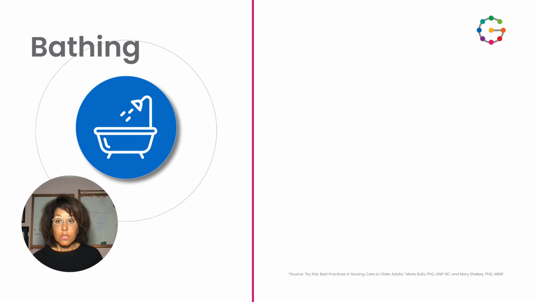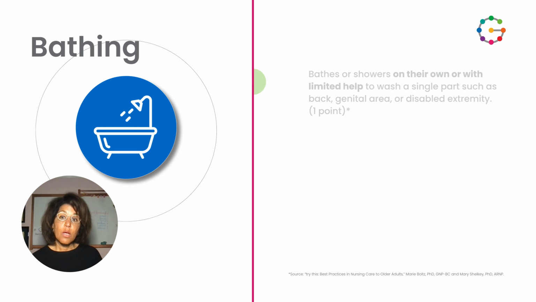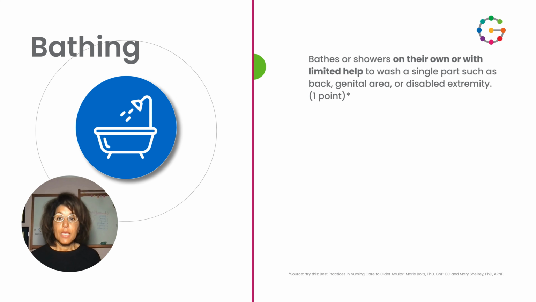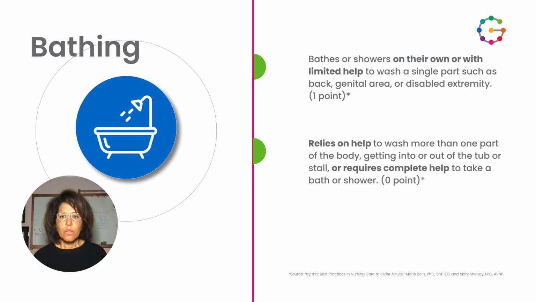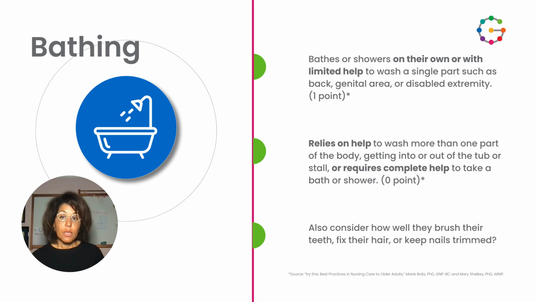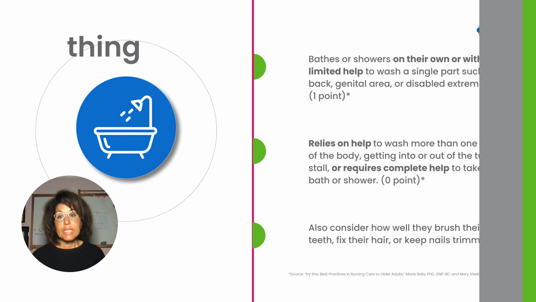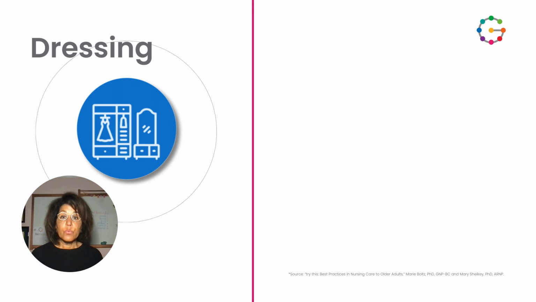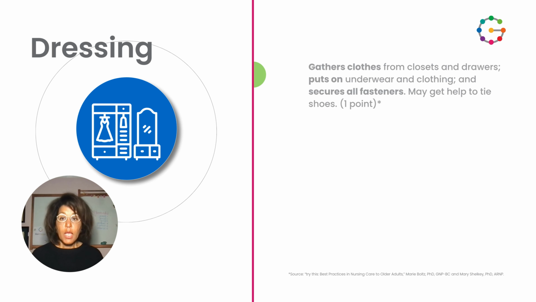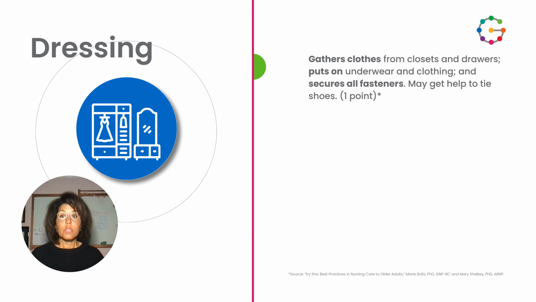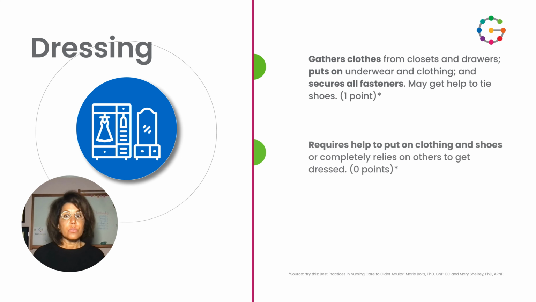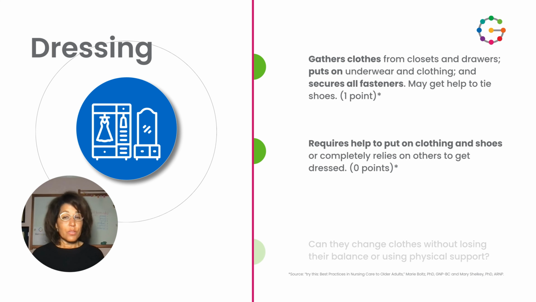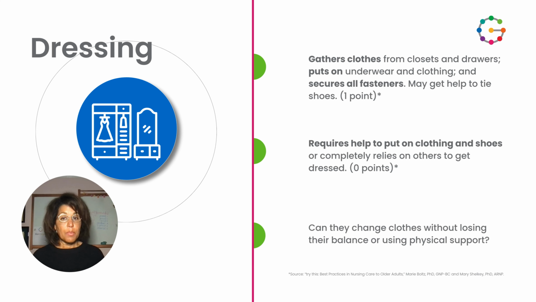First up is bathing. You'll see that these questions focus on whether or not somebody can take a bath independently and reach all parts of their body. We also ask you to consider how well they're doing with other grooming, like nails, hair, and teeth. The 2 big areas covered with dressing focus on how well they can put on their clothes, zip zippers, tie shoes, do things like that, as well as whether or not they're doing a good job picking the right clothes for the weather and the occasion.